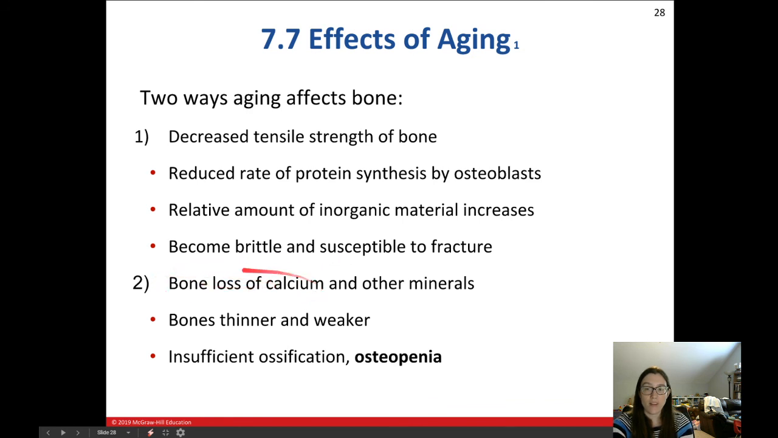We also have loss of calcium and other minerals, so even if we have relatively more hydroxyapatite crystals, we still don't have as much as you did when you were younger. In general, your bones are thinner and weaker. We might even have trouble ossifying some of the bones, and this can be called osteopenia. So this is kind of both: we're losing organic components of bone, and we're losing the inorganic components, so we have less of both of them.